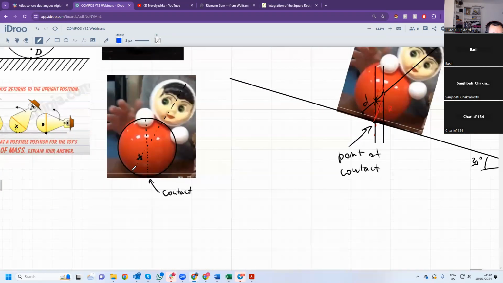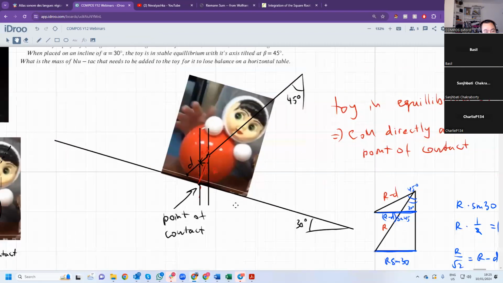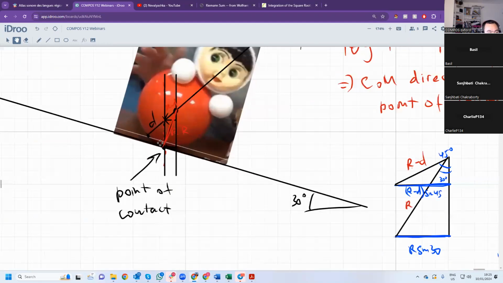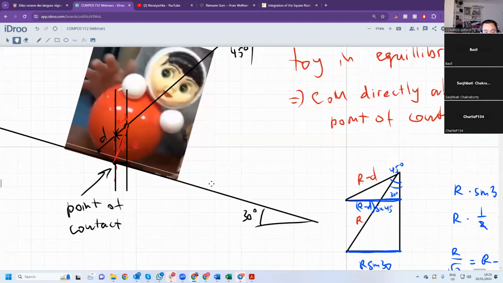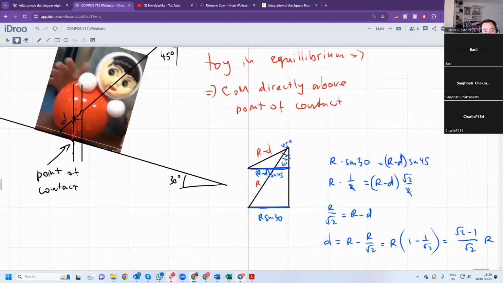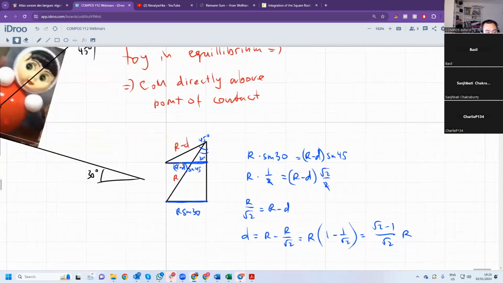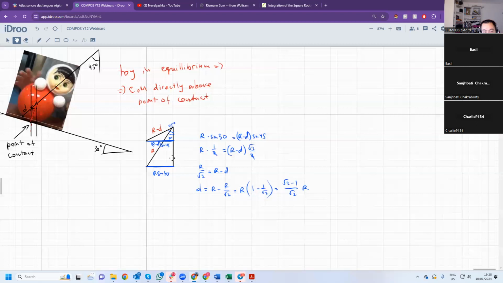So the center of mass is a distance D away, and D is square root of 2 minus 1 over square root of 2 R. This is the result that we got. We got this result by realizing that when it's tilted, the point of contact and the center of mass have to be on the same vertical line. And then we use trigonometry and geometry to work it out.